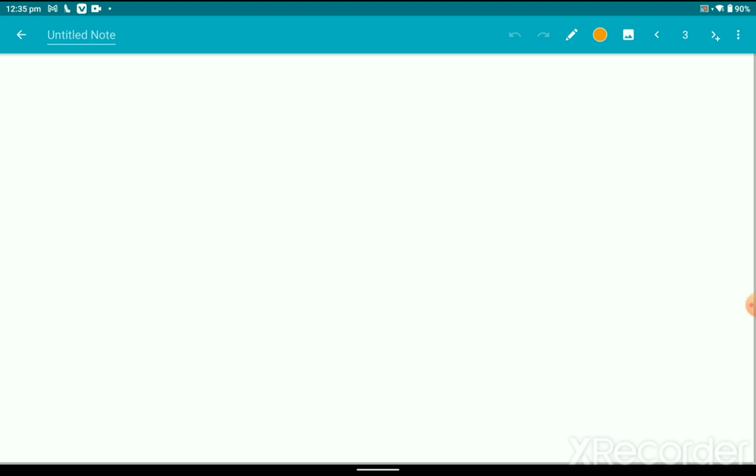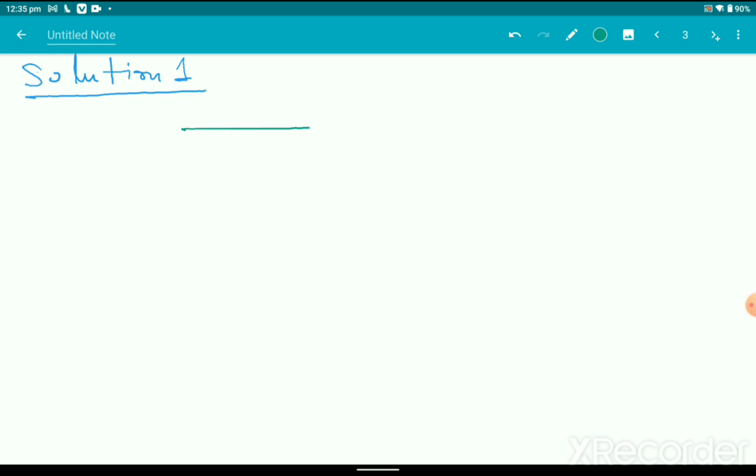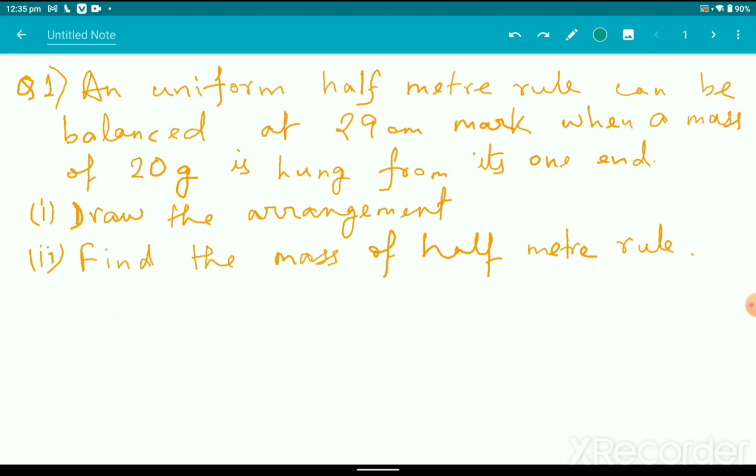So first of all, it is a half meter rule, remember. Let us consider solution 1. So it's a half meter rule. Let us draw the diagram first for the half meter rule. The arrangement will be something like this. Let us say this is a half meter rule. Now the half meter rule, it is said, is pivoted at its midpoint. I think it was given at the midpoint.